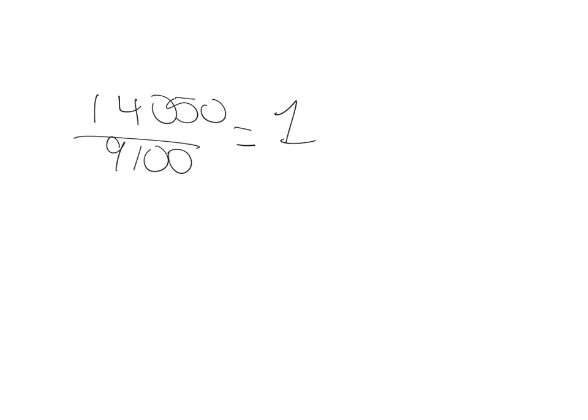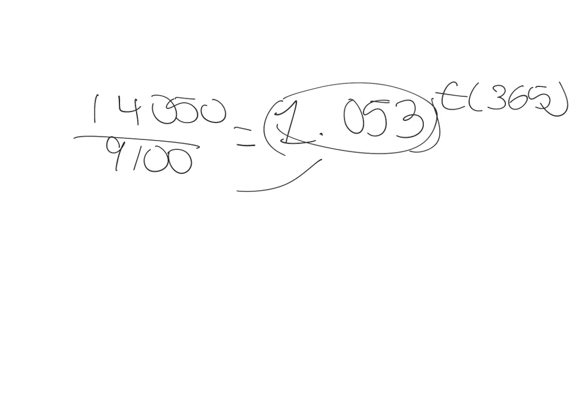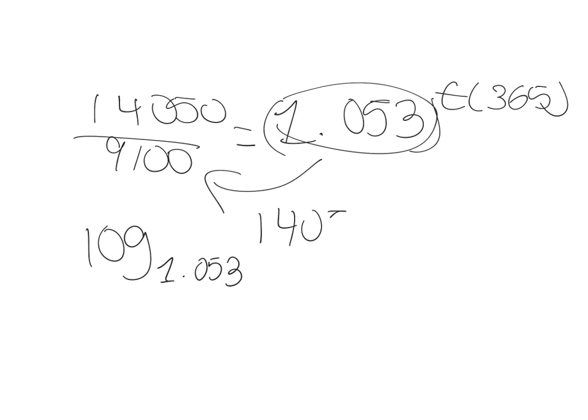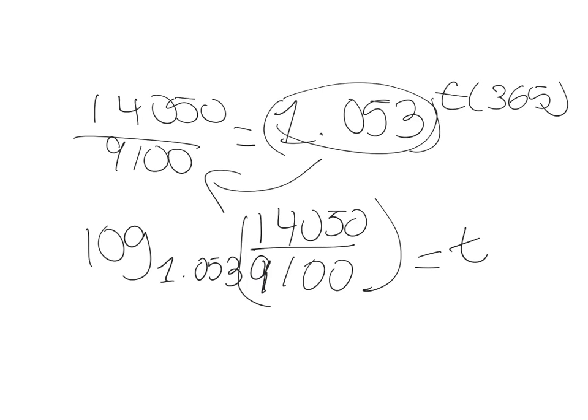So what you had before was 14,050 over 9,100. When you turn this into log, this is the base, so it's log base 1.053 of 14,050 over 9,100 equals 365t. Now all you have left to do is divide everything by 365.